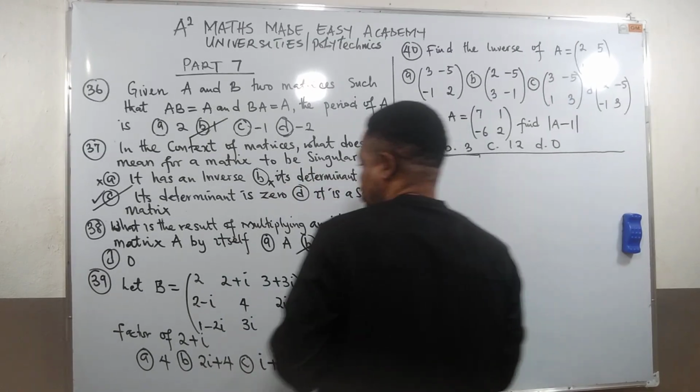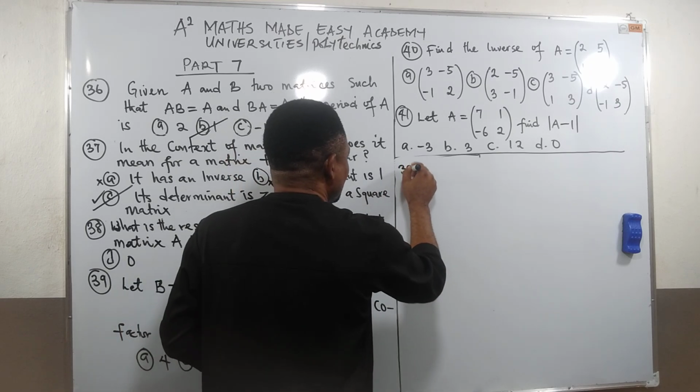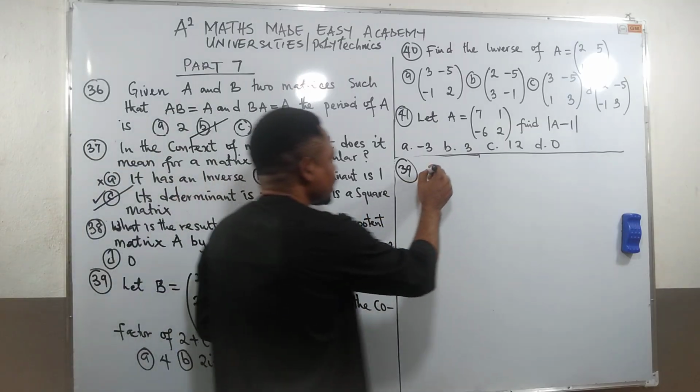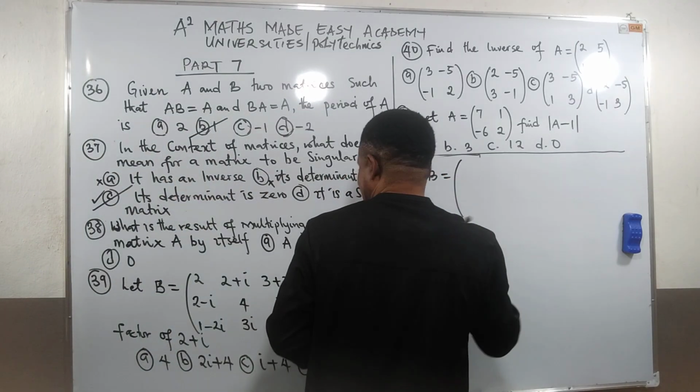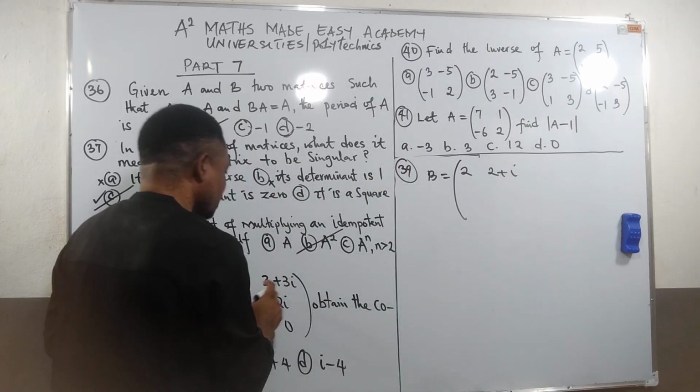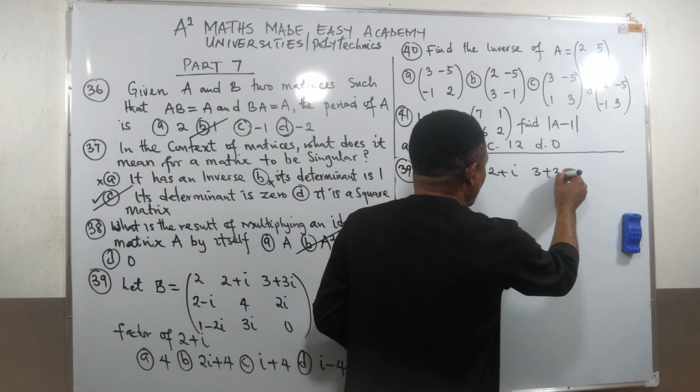Can we now migrate to question number 39? What did I say? Question number 39. Look at the question. Oh my goodness. Look at it. Let matrix B be already given. The first row: we have 2, we have 2 plus I. Then we have 3 plus 3I.